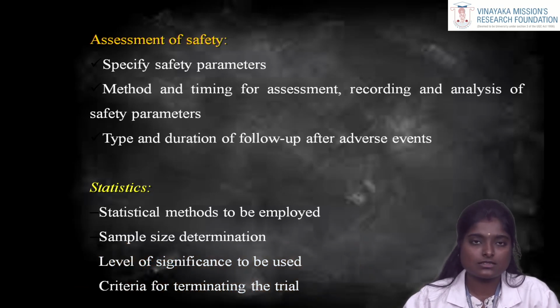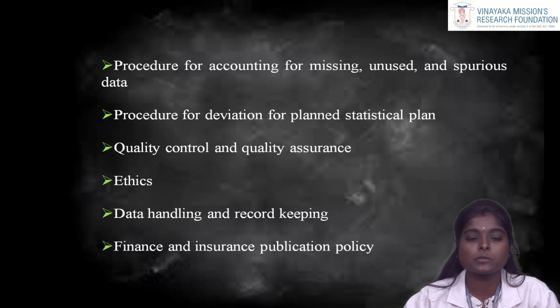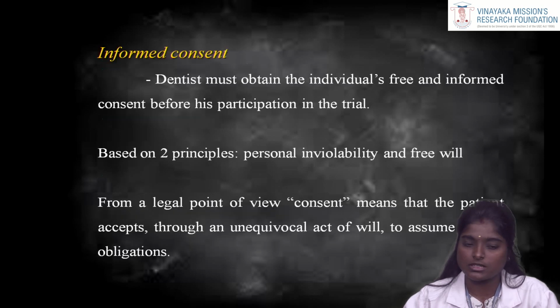Statistical analysis also has to be taken into consideration: what method is to be employed, sample size determination and calculation should be mentioned, level of significance should be specified, criteria for terminating the trial should be mentioned, and the procedure for accounting for missing, unused and spurious data has to be mentioned. The procedure for deviation from the statistical plan, quality control and quality assurance, ethical consideration, data handling and record keeping, finance and insurance, and publication policy have to be mentioned clearly. And always get an informed consent in a clinical trial.